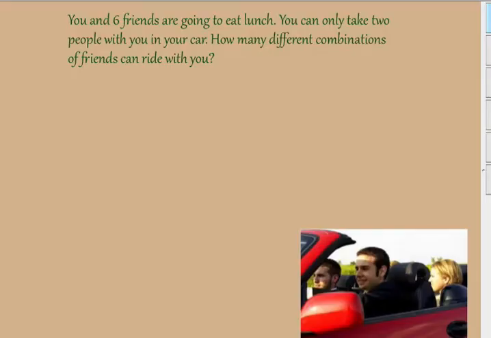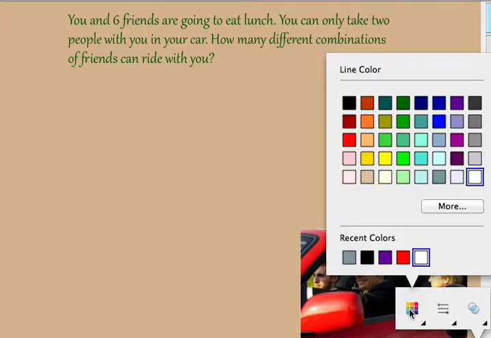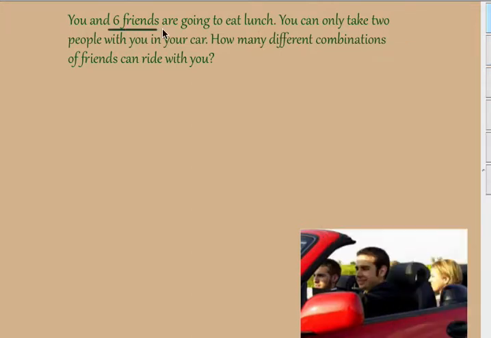Let's go ahead and take a look at this next one. It says you and 6 friends are going to eat lunch. You can only take 2 people with you. How many different combinations of people can ride with you? So it really doesn't matter the order in which you choose to bring people. It just matters the people that you choose to bring. So you have 6 total friends that you are choosing from, but you're only going to take 2 of them.